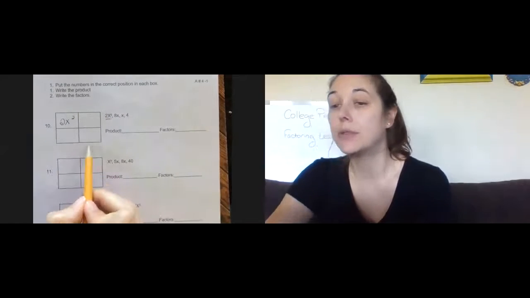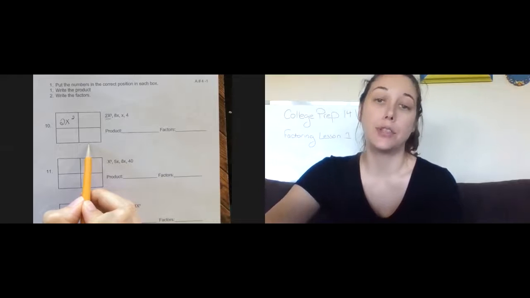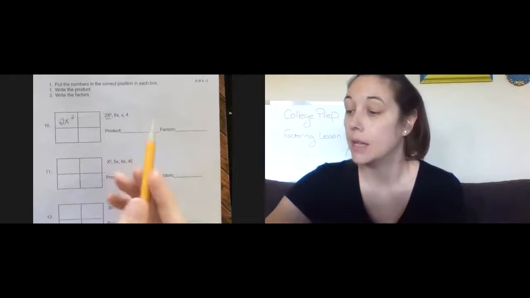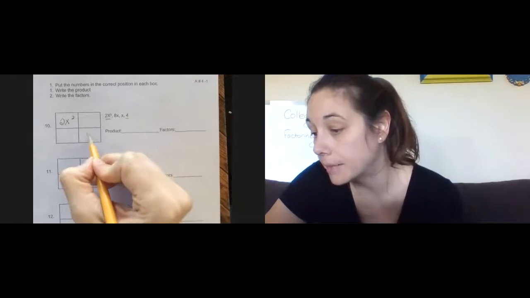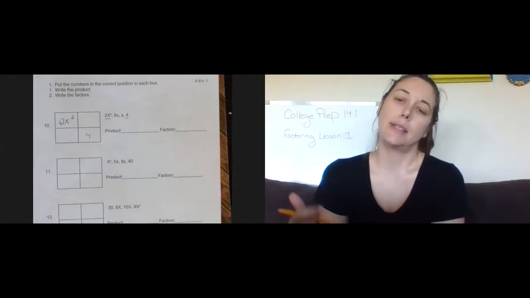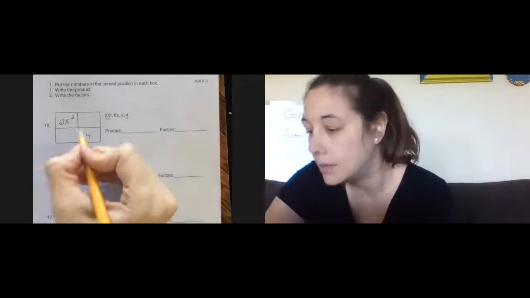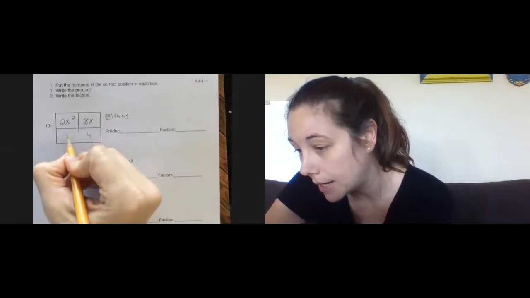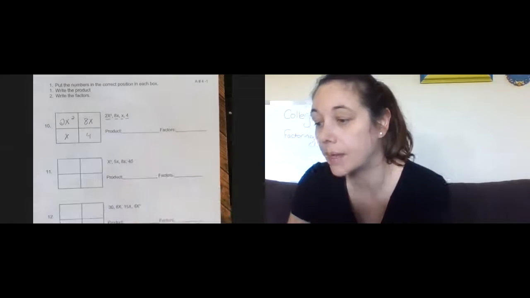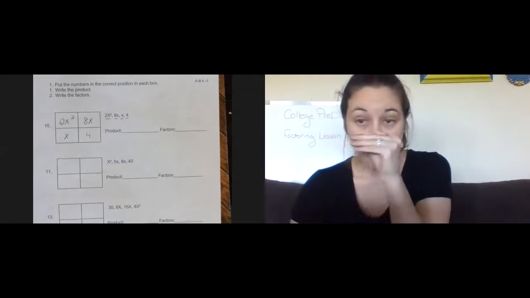Our last box always goes with our constant. In other words, just the number, the term without the variable. In this case, that is 4. And then in the other two, it really doesn't matter what order you put them in. I'll do 8x here and then x here. Okay, so let's start the process.